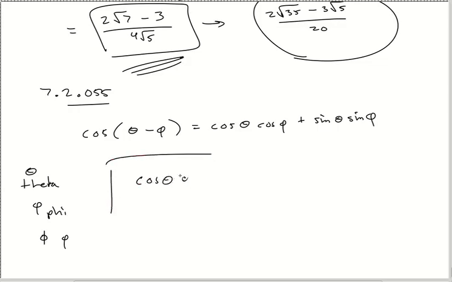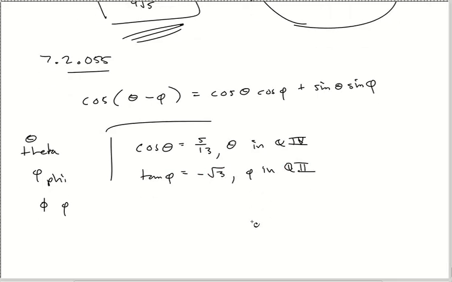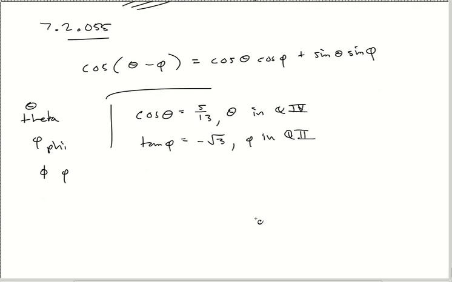We got cosine of theta is equal to 5 over 13. Theta is in quadrant 4. So that's totally awesome, good information there. I also have tangent of phi is equal to the negative square root 3, and phi is supposed to be in quadrant 2. Okay. What? Seriously, what is going on here? How am I supposed to make this thing work? Well, it's difficult. This is a difficult problem. That's why we're doing it together.